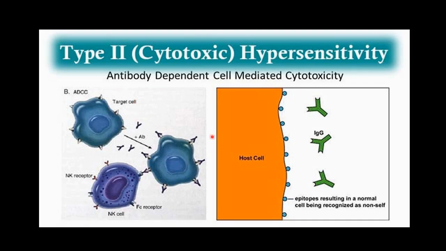So this is just an example of the cytotoxic hypersensitivity reaction, where the antibody which is formed is bound with the antigen which is present on the cell surface, and then there is activation of the complement leading to lysis. This is the main mechanism which is seen in type 2 hypersensitivity reaction.